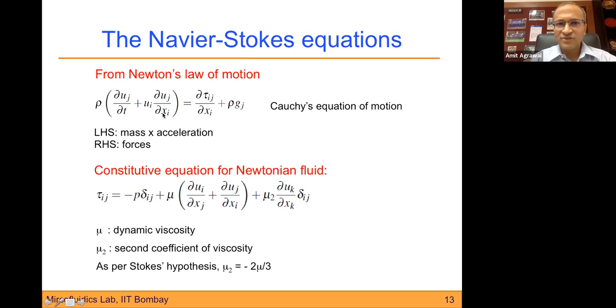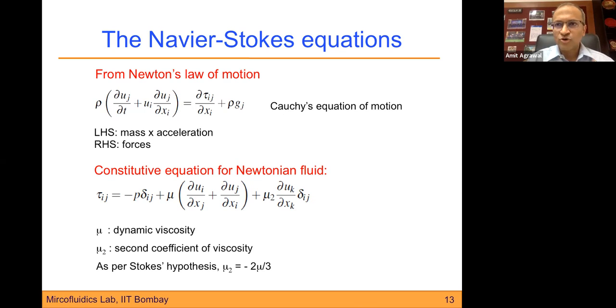The way we start off with our derivation is that we apply Newton's law of motion, left hand side here, and this is what we get. Left hand side is mass times acceleration. The right hand side are all the forces that are there. And at this stage, we know that the forces are in terms of these stresses. These stresses are what make the number of unknowns more than the number of equations.